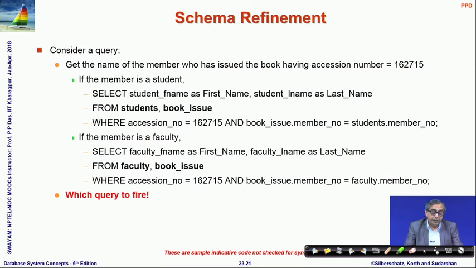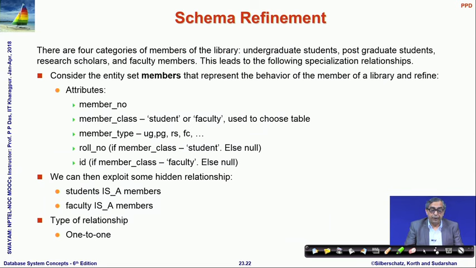Similarly, if the member is a faculty, I need a different query. Now, it is a problem, because if I have 2 possible queries and based on the member number I have to decide which query to fire, we have not built any mechanism like that. So, this design has problems. So, let us see what we can do.